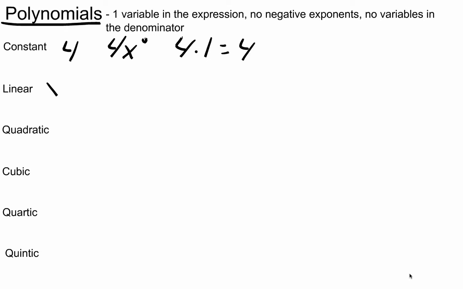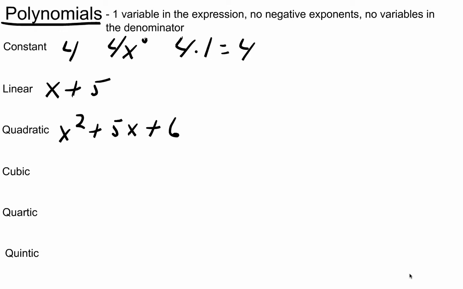The second one would be linear, like x plus 5. And we'll look at what the graphs would look like for all of these as soon as I'm done with these. Quadratic, those are going to be like x squared plus 5x plus 6, or in that form. So the highest exponent would be a 2.